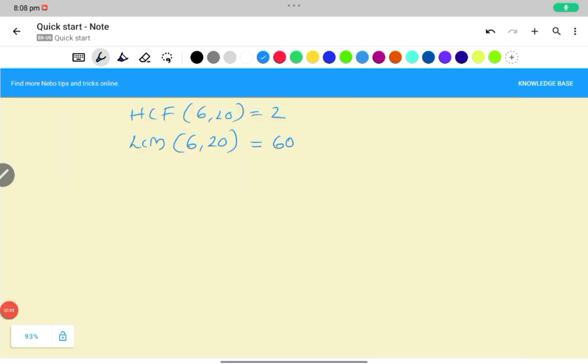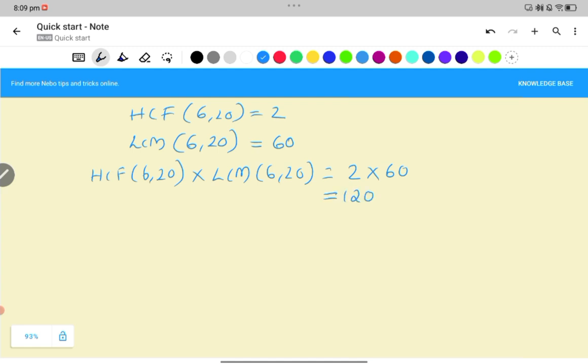We got HCF of 6 and 20 is equal to 2 and LCM of 6 and 20 is equal to 60. Then HCF of 6 and 20 into LCM of 6 and 20, that is equal to 2 into 60, which is equal to 120. What is the product of 6 and 20? That is equal to 120.